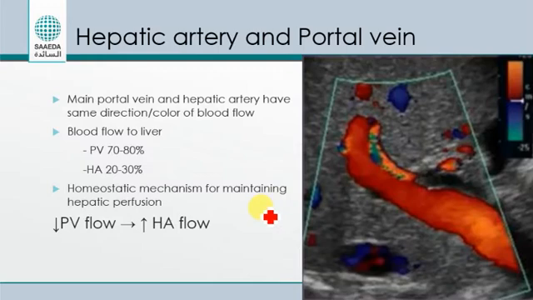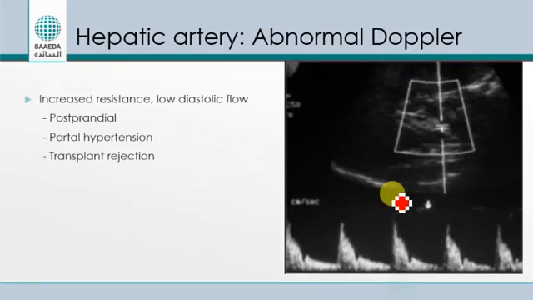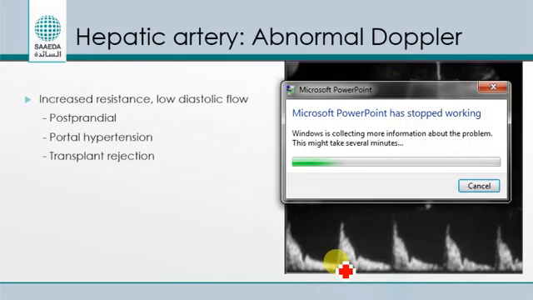Whenever there is a decrease in the portal vein flow, there is an increase in the hepatic artery flow. For example, in this case, the portal vein has decreased blood flow resulting in a widened, enlarged diameter of the hepatic artery. The abnormal Doppler signal of the hepatic artery will show increased resistance with low diastolic flow.